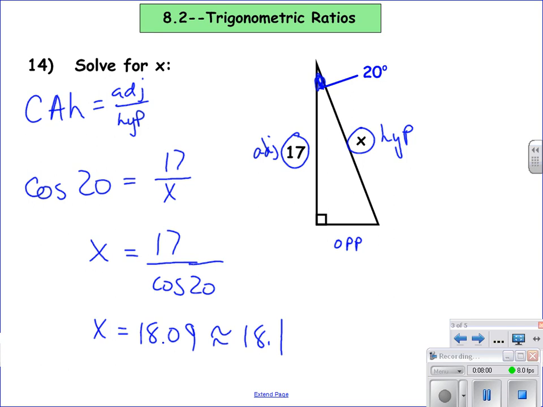Does that make sense? Yes, my hypotenuse is longer than my side there, and that looks to be very, very good, and we're rocking and rolling. Okay? All right. Next problem.